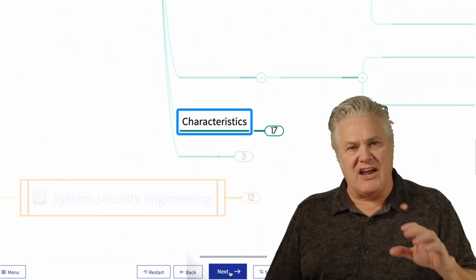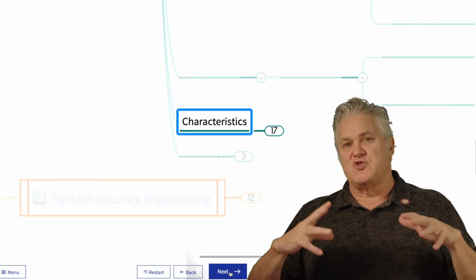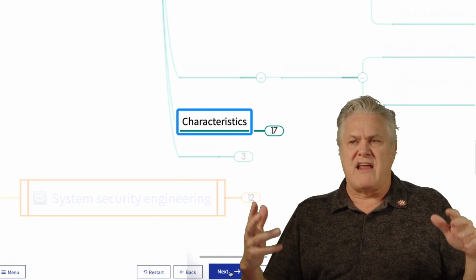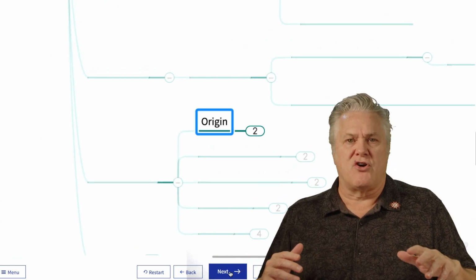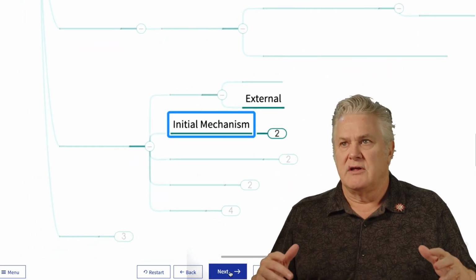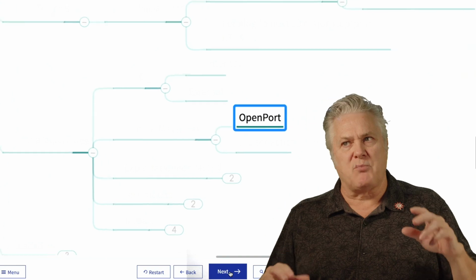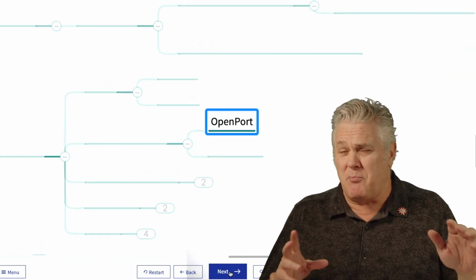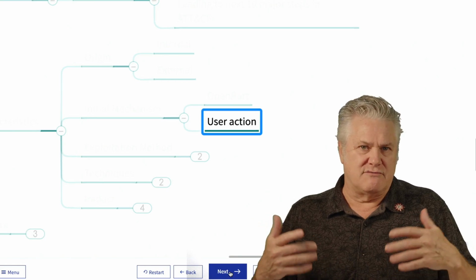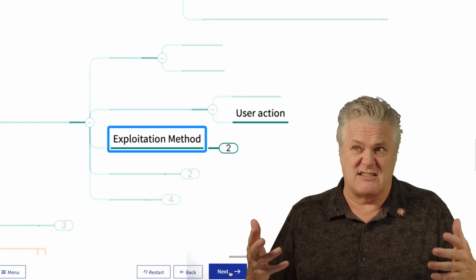Now, when we talk about characteristics of this, if we just wanted to zoom out and say, okay, what are the characteristics of all threat vectors that are out there? We start off with origin. Where did it come from? Was it internal or was it external? The initial mechanism really only breaks down into two things: an open port on the system or a user action as the result of some other things that have happened to them.